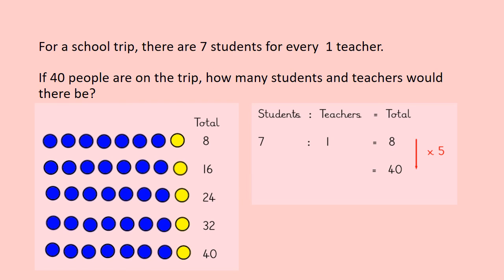I know that the ratio of students to teachers is 7 to 1 and the total is 8. I'm trying to get to a total of 40. I notice that if I multiply 8 by 5, I reach 40. So to work out the numbers of students and teachers, I need to multiply that ratio by the same amount, by 5. So 7 times 5 is 35, 1 times 5 is 5. So that means that if there are 40 people in total, 35 will be students and 5 will be teachers.